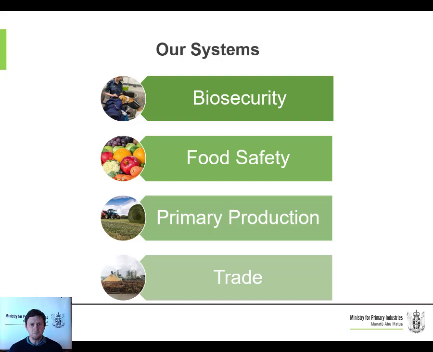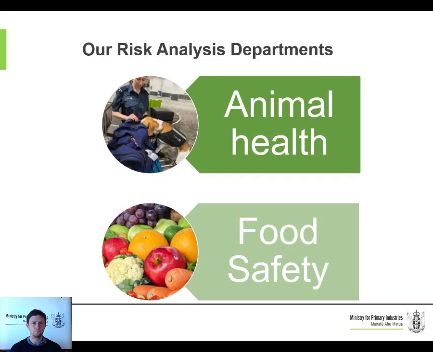So our four major systems, we function across biosecurity, food safety, primary production systems, and our trade. And obviously our risk analysis framework or risk framework touches on every single one of those aspects. But our two main risk analysis departments per se relate to our animal health and food safety systems. So we have two separate directorates, food safety and animal health, where we have a variety of science disciplines and different individuals working on our risk framework or risk analysis program.